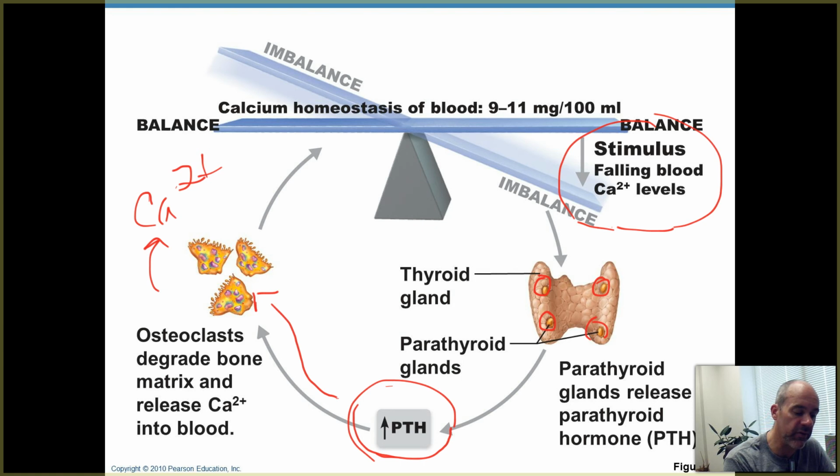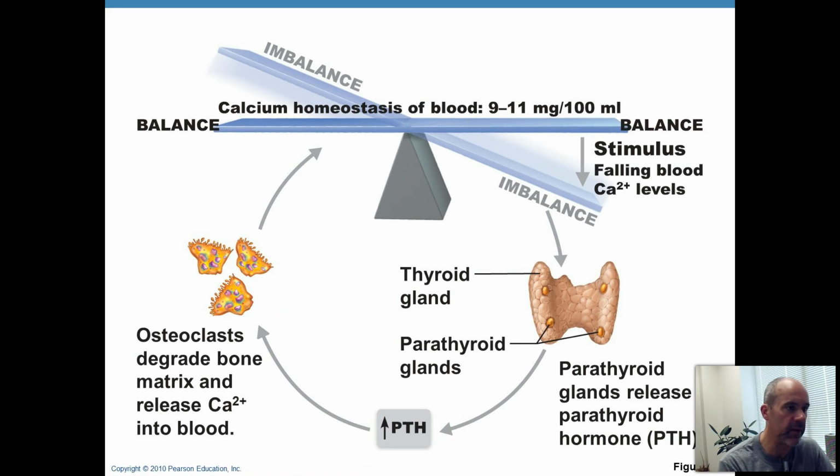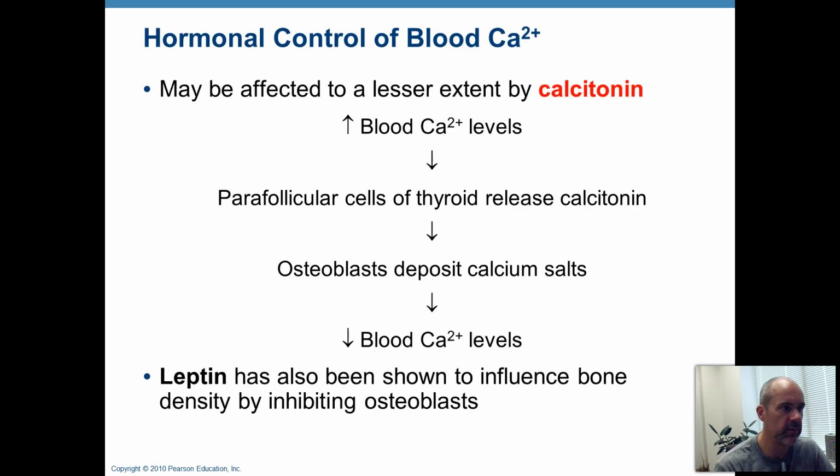And your textbook is actually telling you the numbers. You should have about 9 to 11 milligrams of calcium ions for every 100 milliliters of blood or other body fluids. That's actually a lot. That's a pretty significant amount for a little bitty ion like that.